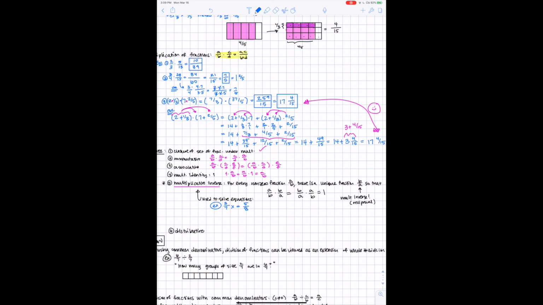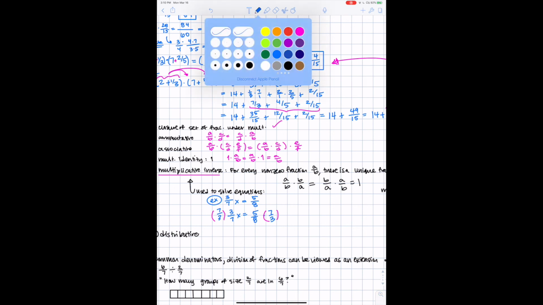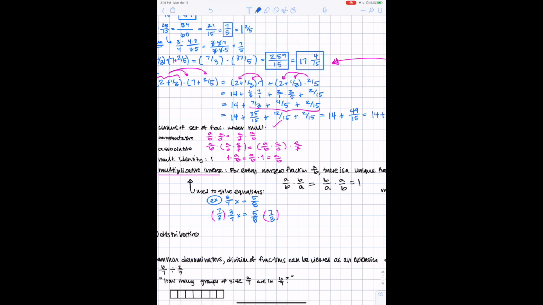So for example, if I have the equation 3/7 x is equal to 5/8, the way that I solve this is by multiplying both sides by the multiplicative inverse of 3/7. So the multiplicative inverse of 3/7 is 7/3. And so that's what I'm going to do, I'm going to multiply both sides by 7 over 3, right? So if I multiply both sides by the same thing here, which is what I'm doing, this 7 over 3, then I don't change the value of the equation. And so everything is fine, right?